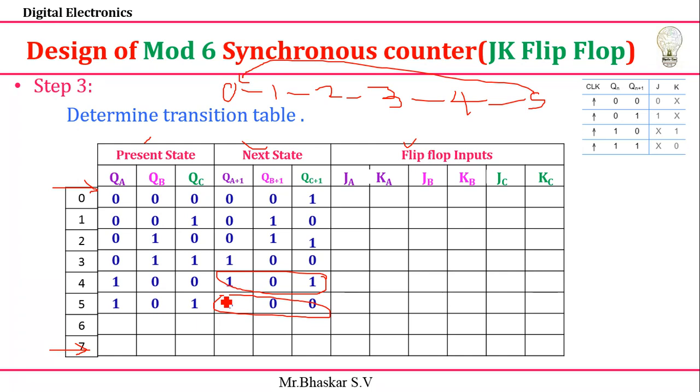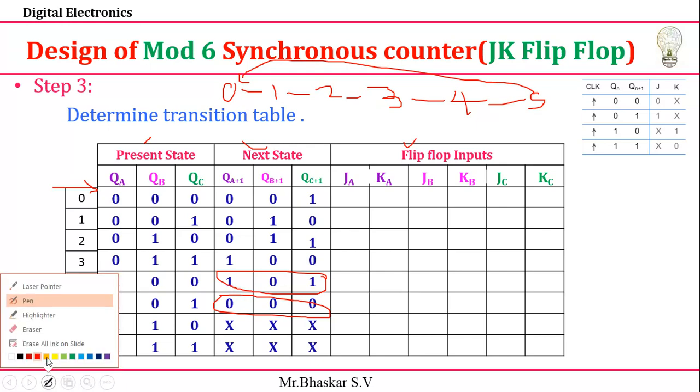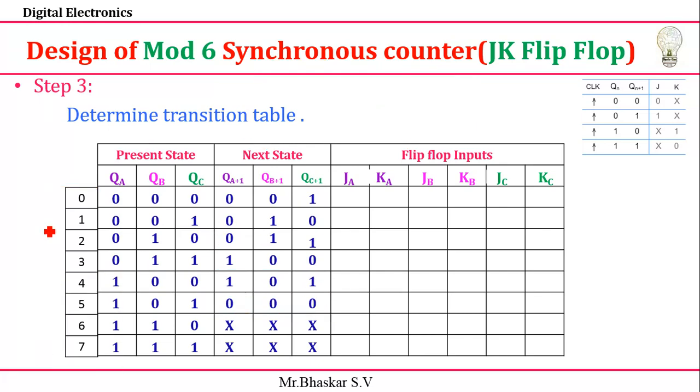Suppose the value 6 is there, then what do I need to do? We are not going to use this one. That's why we are going to take an x. Similarly, the next value 111, 7, is there. This one also we are going to neglect; we are not going to bother about that state. So this is the case: this is the present state and the next state values that we are getting. Once you have these values, next I can predict the values with the help of the excitation table.